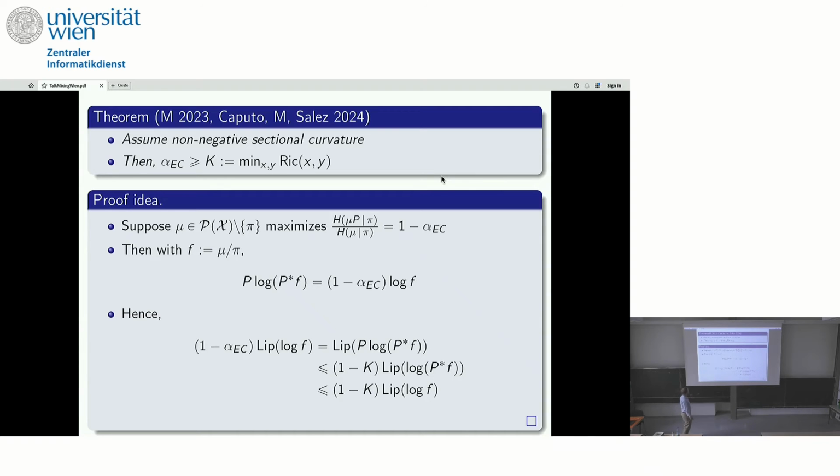Maybe a few words on where things come from. Here we get rid of the P star F. This is the non-negative sectional curvature, and the inequality over here is just the Lipschitz decay of P. This is Ricci at least K. This is non-negative sectional curvature.